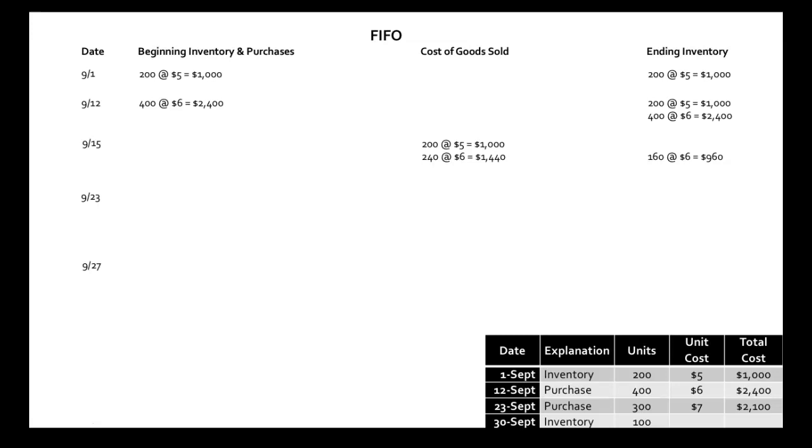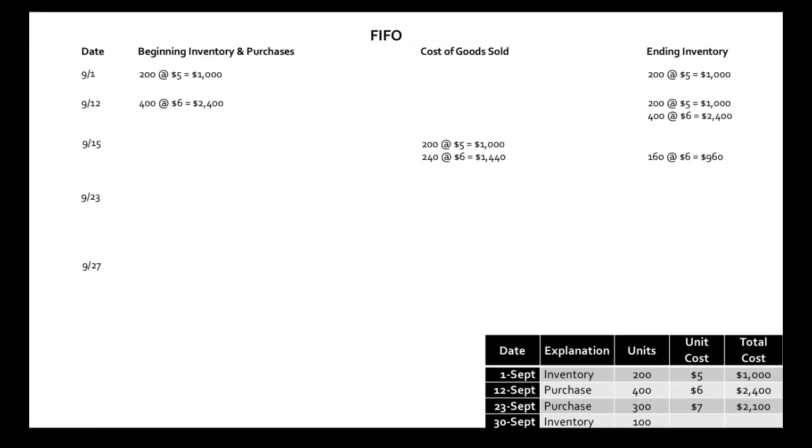Now for ending inventory. We'll take this step by step. Do we have any units left at $5 a piece? Well, we had 200 at $5, and then we sold all 200 units at $5. So we don't have any units left at $5.